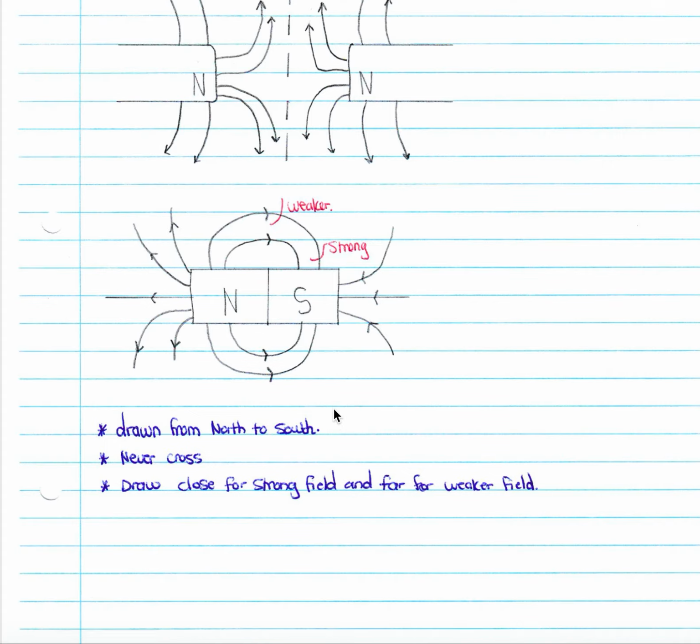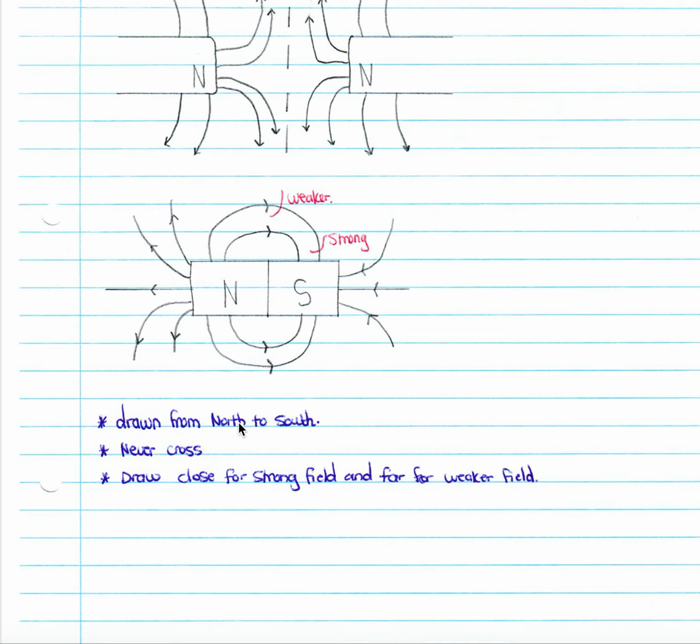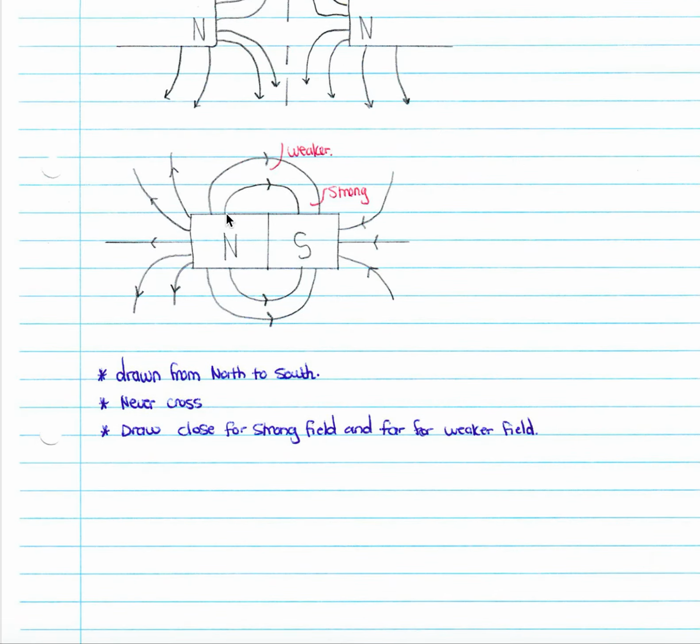As I've said, your field lines are drawn from north to south, and they never cross, they're always perpendicular, and they're drawn close for a stronger field, as you can see over here, and further apart for a weaker field.